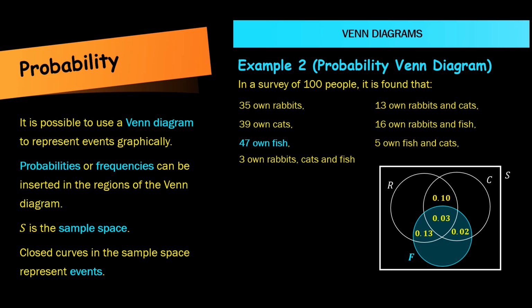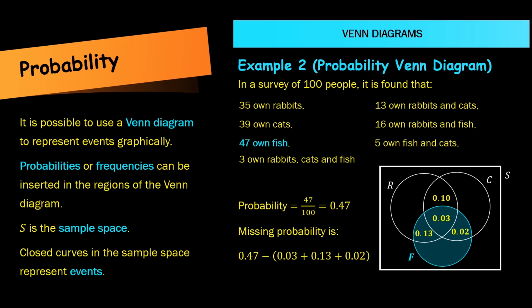And now for the fish section, we have that 47 people own fish. The probability is 47 out of 100, which is 0.47. And the missing probability is 0.47 minus all the other probabilities in this circle, which has been shaded. So minus 0.03 plus 0.13 plus 0.02 as shown, to give 0.29. And we put the missing probability here as shown.